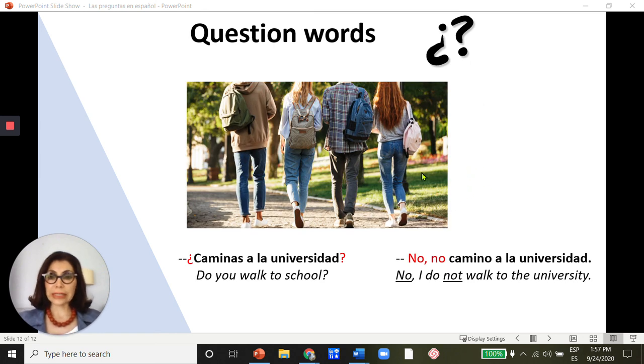Now, we're going to see that in Spanish, we have this example here, caminas a la universidad. The word no can mean no and not in English, right? No camino a la universidad. You can see that just like you do in English, you have the negative. No, I do not walk to the university. We do the same in Spanish. No camino a la universidad. Muy bien. This is it for today.